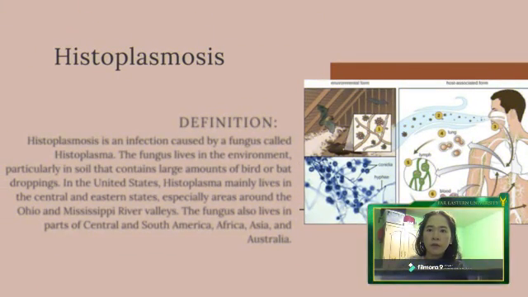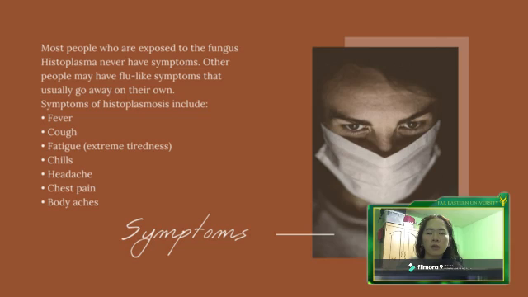Histoplasmosis is an infection caused by a fungus called Histoplasma. The fungus lives in the environment, particularly in soil that contains large amounts of bird or bat droppings. Symptoms of histoplasmosis include fever, cough, fatigue, chills, headache, and chest pain. Other people may have flu-like symptoms that usually go away on their own.